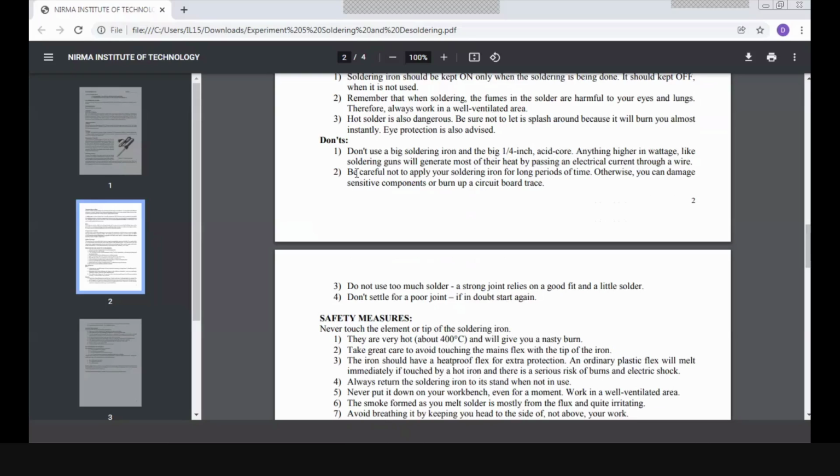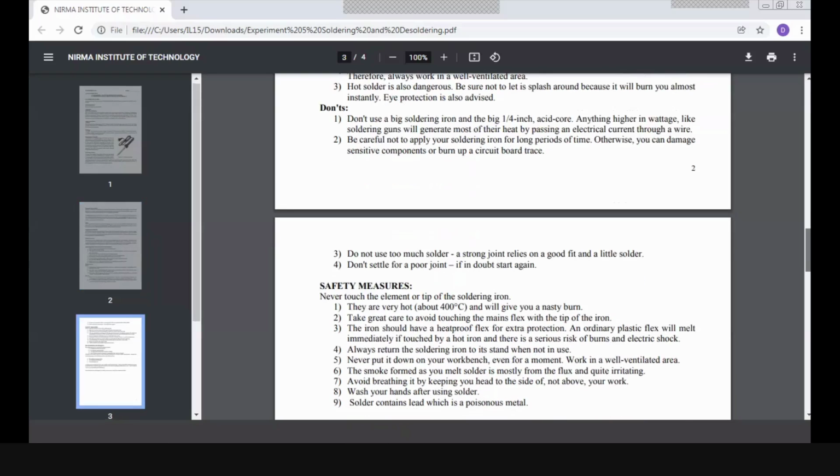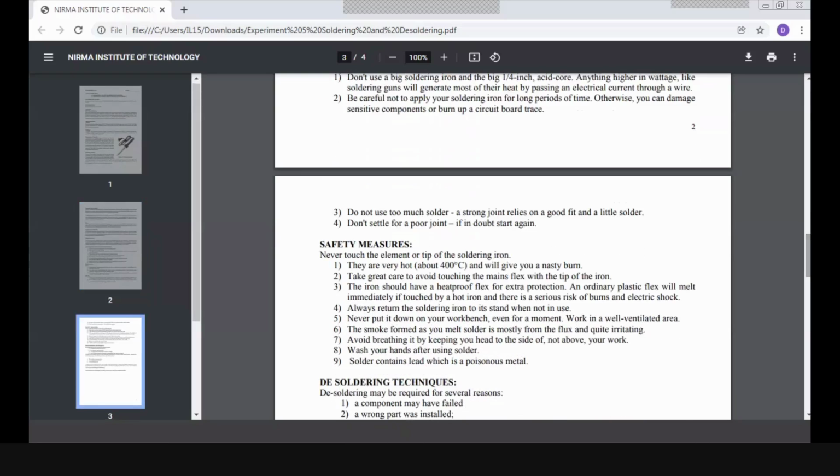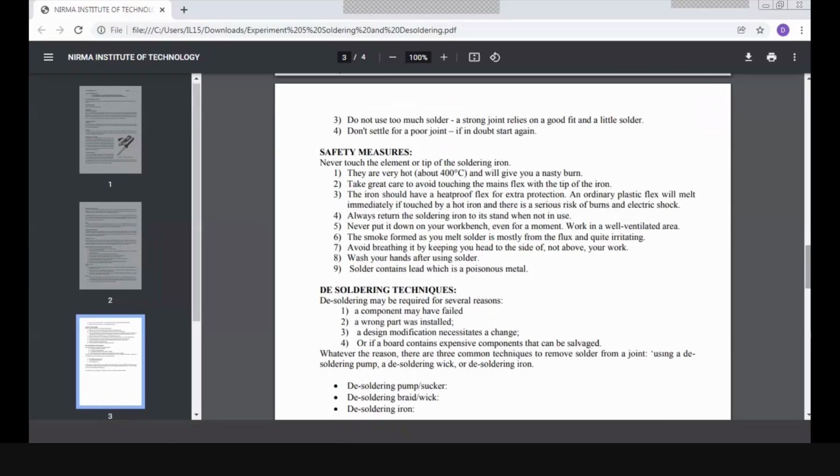Too big a machine is also not required. Be careful not to apply your soldering iron for long periods of time, otherwise you can damage sensitive components or burn up a circuit, right? Do not use too much solder and don't settle for a poor joint. If you have any doubt that your joint is proper, then immediately stop and resolder it. But if you solder the wrong joint, then you need to desolder and solder again.